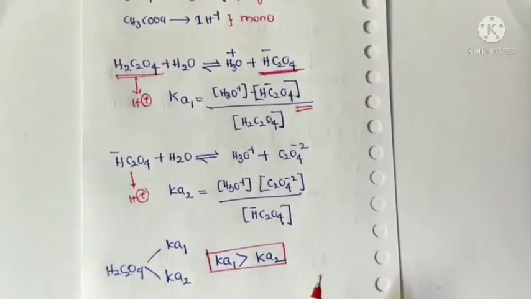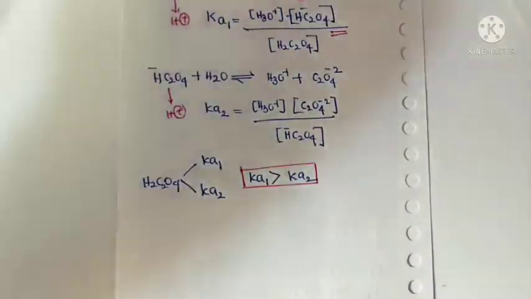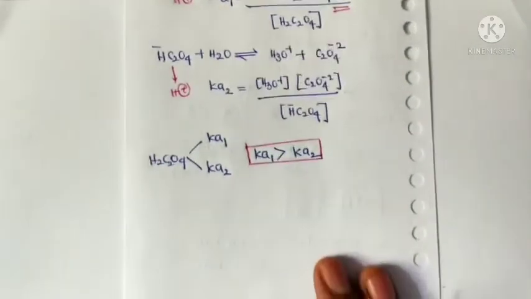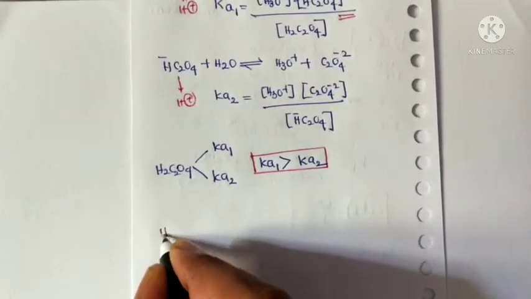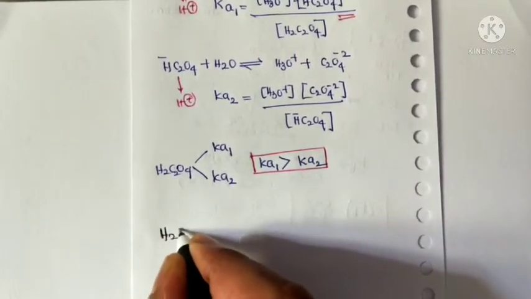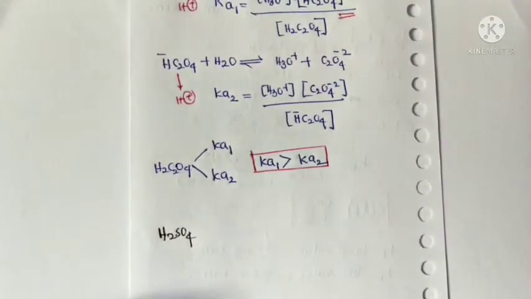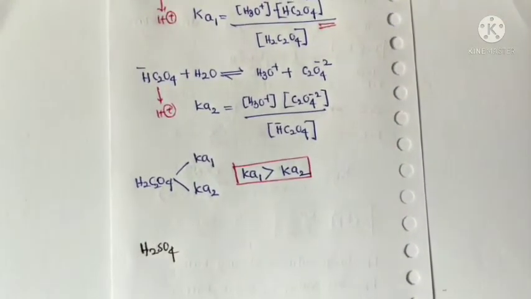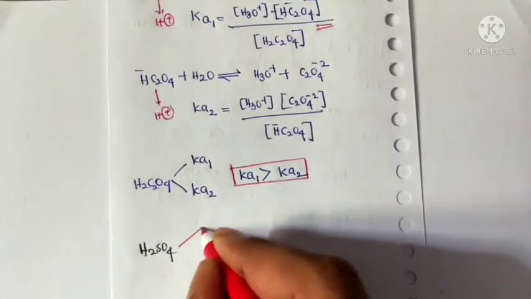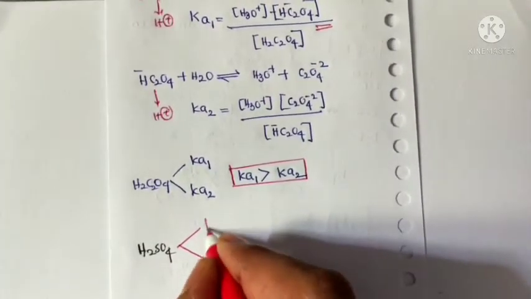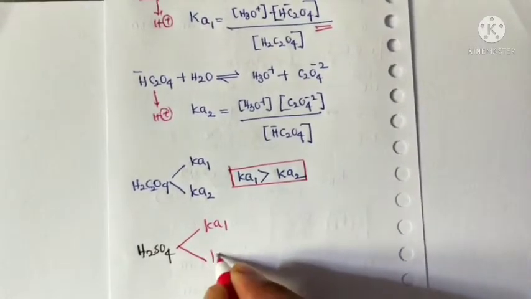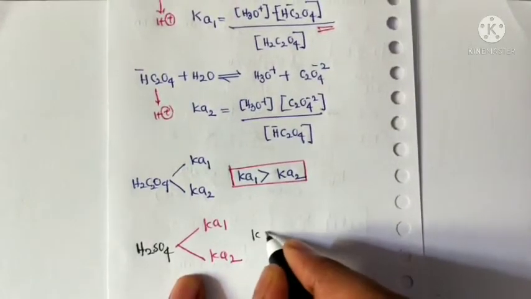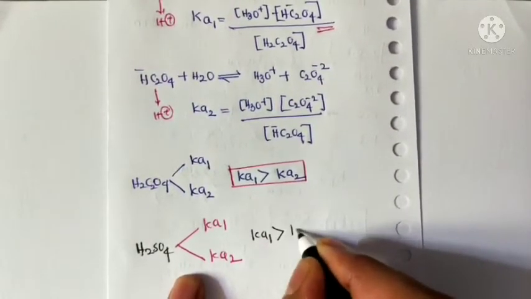Okay, another example, and you can easily understand here. For example, we take H2SO4. So what happened here? How many protons are there? Two protons. So that is Ka1 and Ka2. Which is the larger value? Ka1 is a larger value than Ka2.